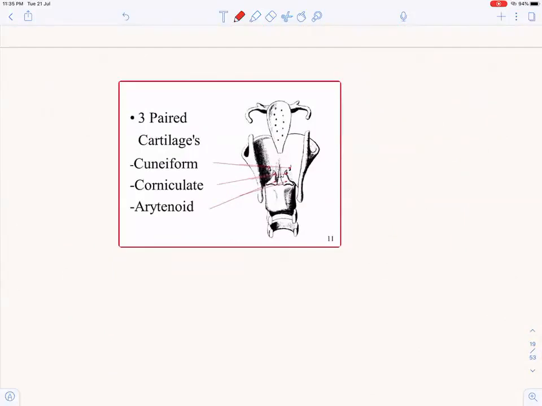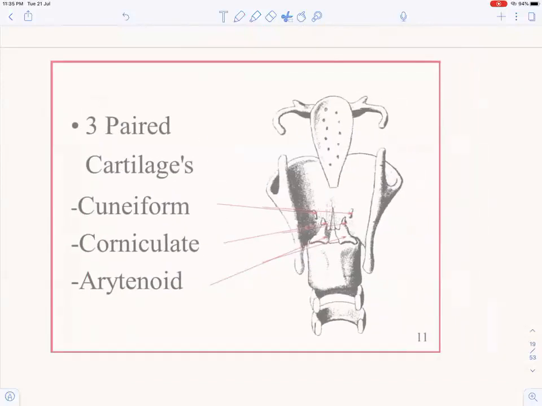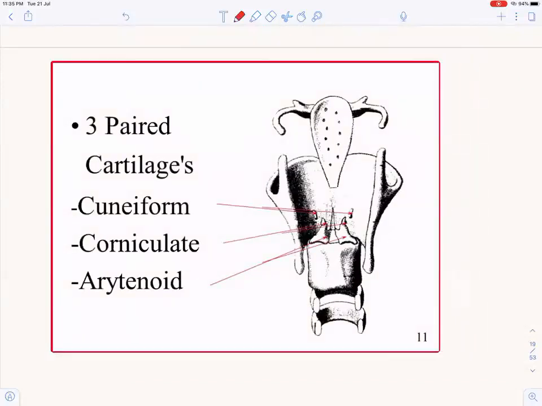So here you can once more see this is the posterior diagram, right? There are three paired cartilages. What are the three paired cartilages? Cuneiform, corniculate, and arytenoid. These three are paired cartilages, in which cuneiform and corniculate are elastic cartilages, and arytenoid is hyaline cartilage.